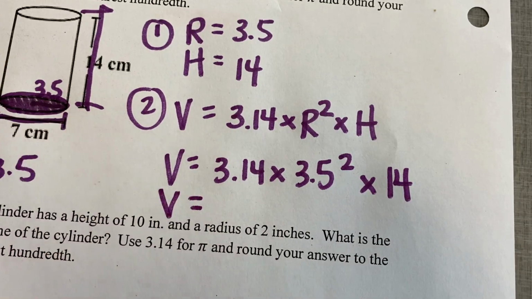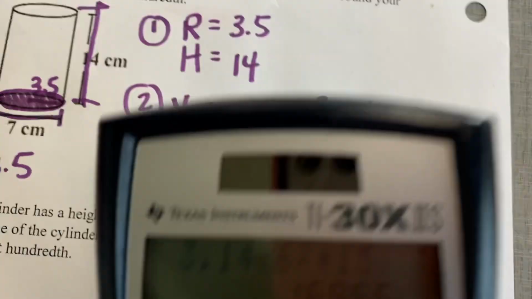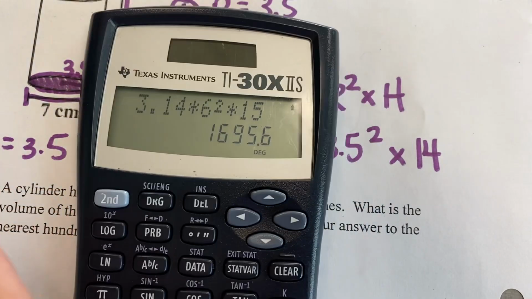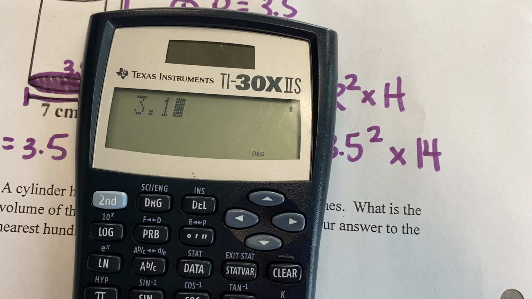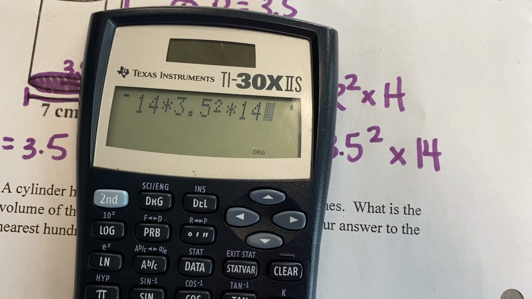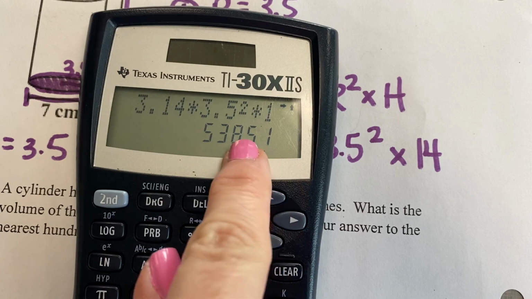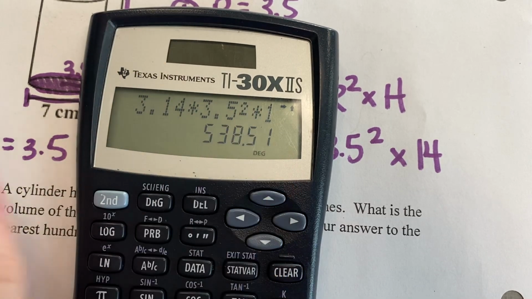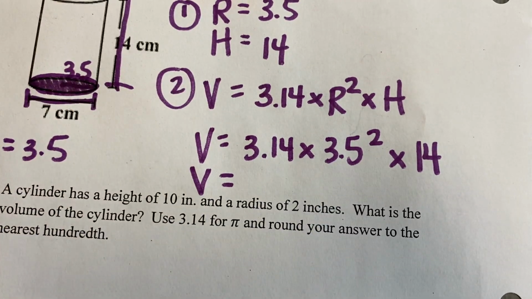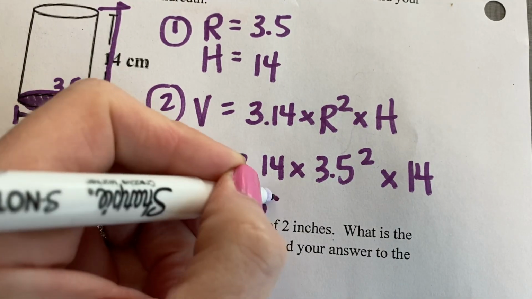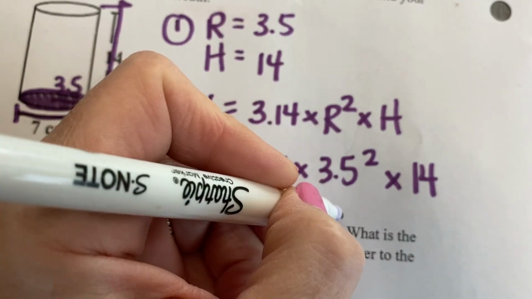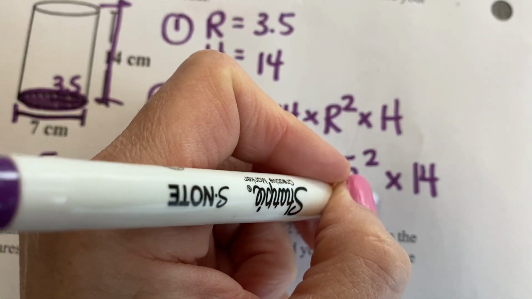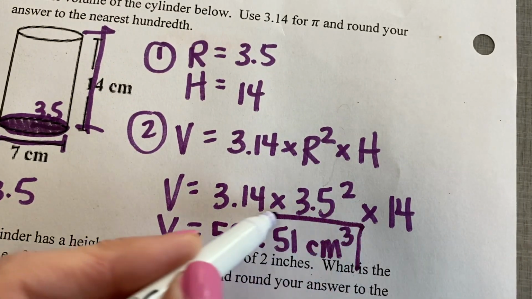And I'm going to put that in my calculator. Just be super careful when you do that. Okay, so we have 3.14 times 3.5 squared times 14. 538.51. And again, that's already rounded to hundredths because the decimal only goes to the hundredths place, so we're safe there. 538.51 cubic centimeters. Final answer.